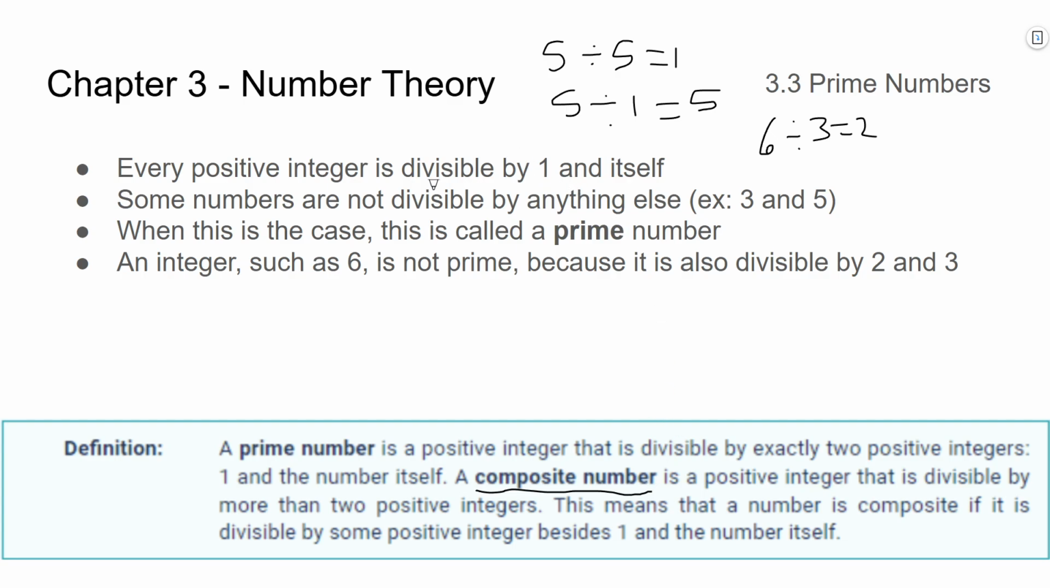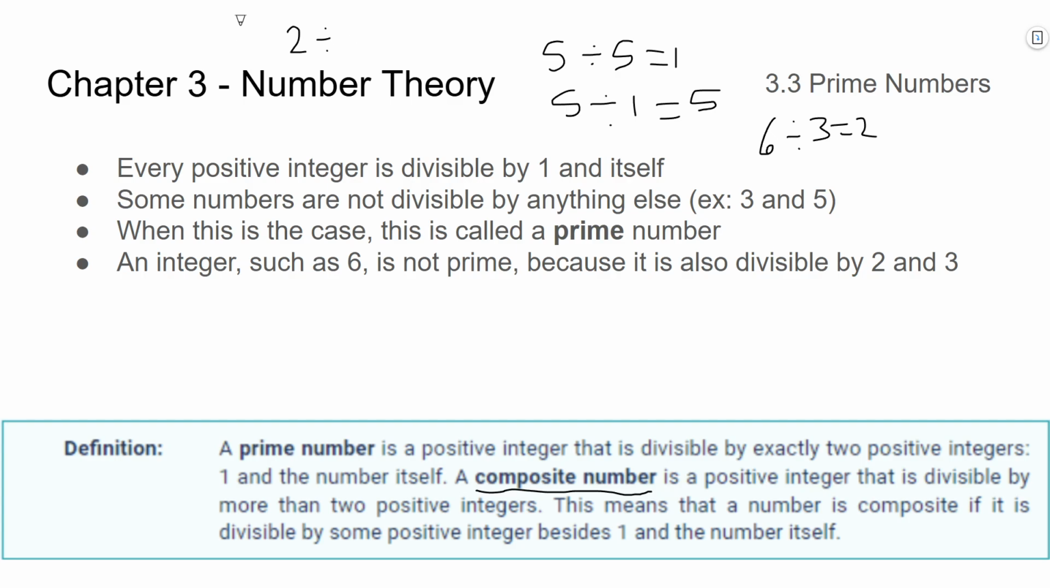So 1 actually is not a prime because a prime number has to be divisible by exactly two integers, 1 and itself. 1 is divisible by 1 and is divisible by itself, but 1 and itself are the same number. So it's not two different numbers. So 1 isn't classified as a prime number. 2, however, is. Because the only thing that 2 is divisible by is 2 and 1, itself and 1. So 2 is a prime number.